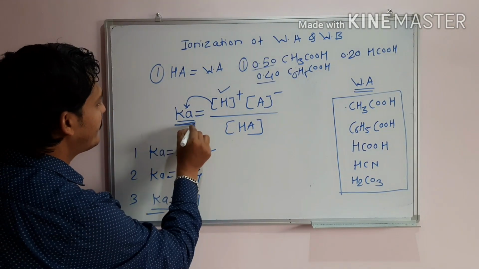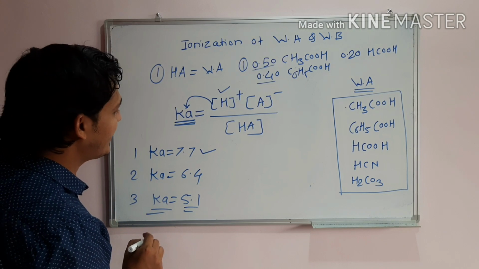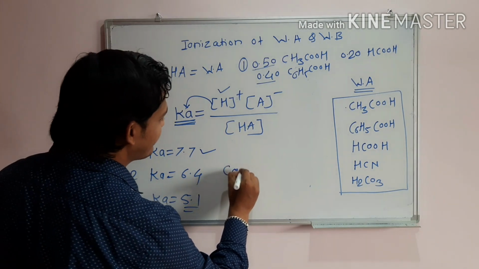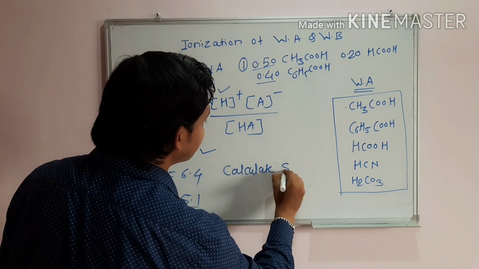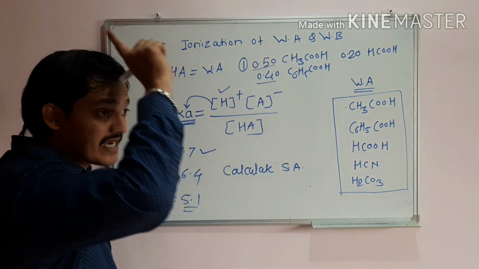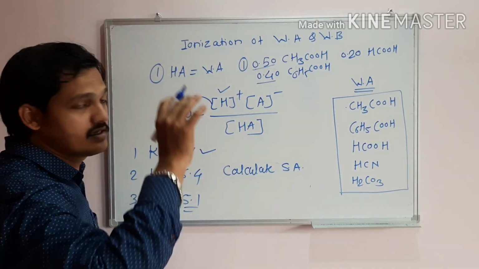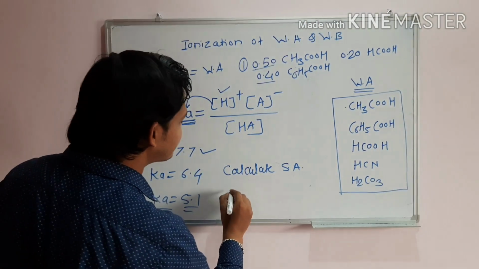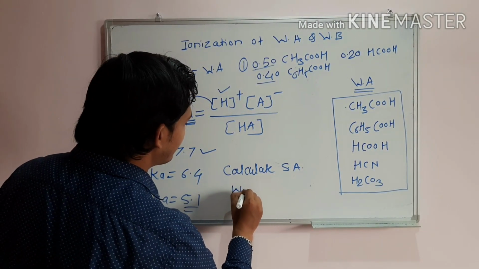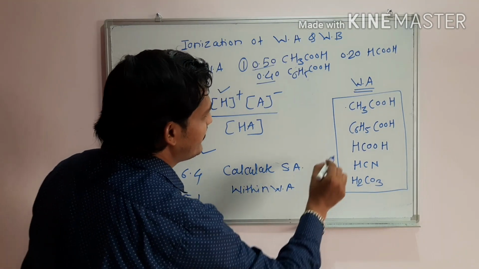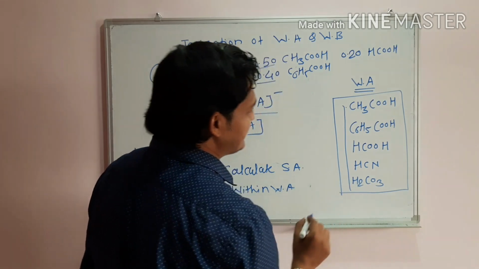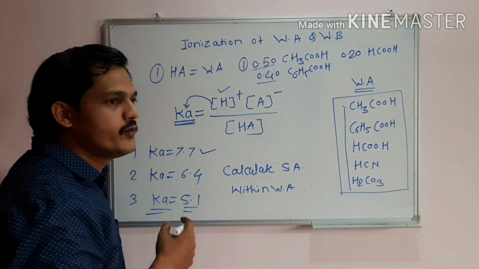So what is the need to calculate Ka? What is the need for Ka to calculate strong acids? Strong acid here does not mean strong like HCl or HNO3, not like that. It means the strong acid within the weak acids. Because all of these are weak acids.